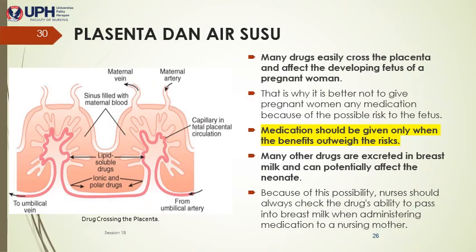Next is about placenta and breast milk. Many drugs easily cross the placenta and affect the developing fetus of a pregnant woman. That is why it is better not to give pregnant women any medication because of the possible risk to the fetus. Medication should be given only when the benefits outweigh the risk. Many other drugs are excreted in breast milk and potentially affect the neonate as well. Because of this, nurses should always check the drug's ability to pass into breast milk when administering medications to a nursing mother.